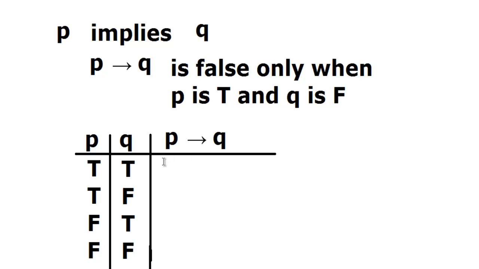So now in this case, the statement is true when both of them are true. Here, if P is true and Q is false, then the whole thing becomes false, and we don't mind P being false and Q being true. Implication is still true, and if either of them are false, still the implication is true.